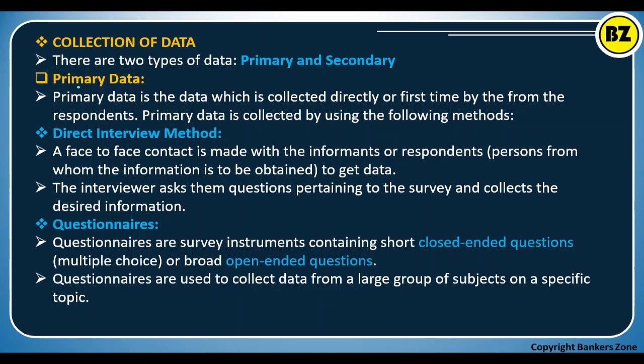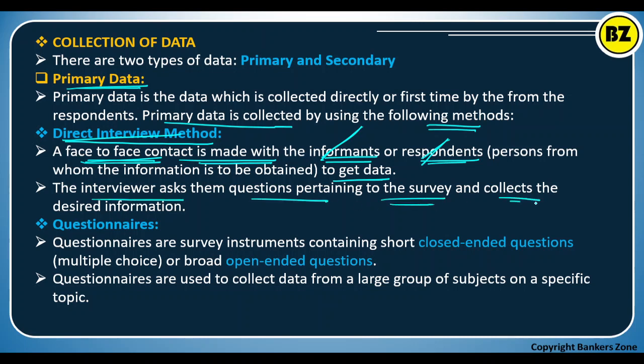Now what are the methods to collect the data? Primary data is basically collected using different methods. Very easy. The direct interview method means face to face contact is made with the informants or the respondents. What are the informants or respondents? The persons from whom the information is to be obtained. Respondents means who is responding, informants means who is giving the information. So here, in a direct interview, you have face to face contact. For example, in the census, the interviewer asks some questions pertaining to the survey and collects the information.